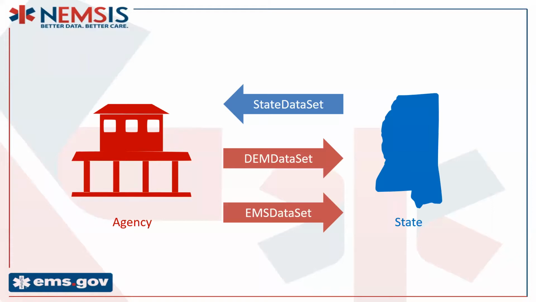State Dataset goes the other direction. State Dataset contains information about a state, and that information is provided by the state, and that information flows to the agency. The purpose of State Dataset is to provide information that an agency can use to initially set up and configure their local software that they're using. So State Dataset flows the opposite direction conceptually compared to DEM Dataset and EMS Dataset.